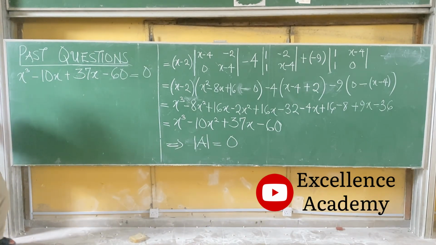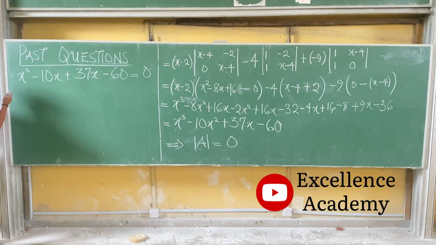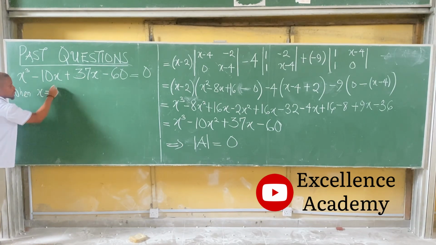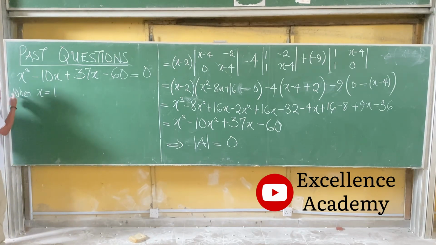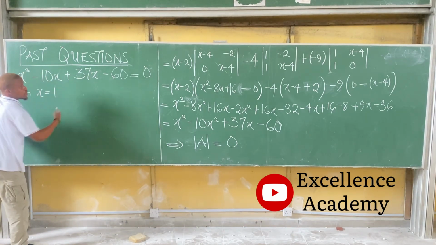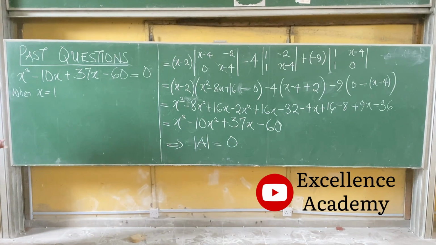So for this, I'll say let x equal 1. When x equals 1, wherever I see x, I put 1 into this equation. And if it doesn't give me 0, then it is not a factor. But if it gives me 0, then it is a factor. So let's do that.